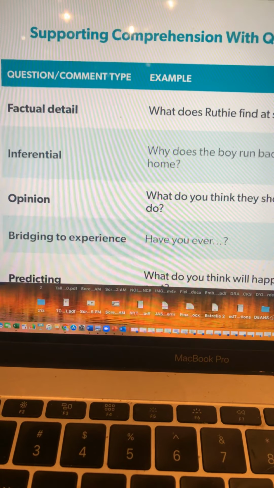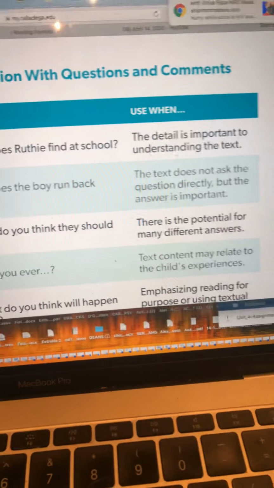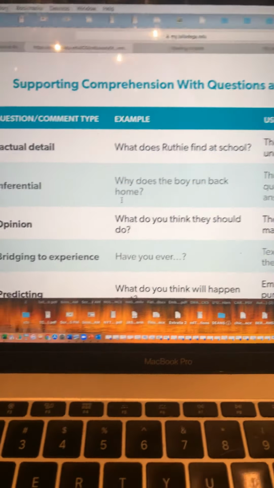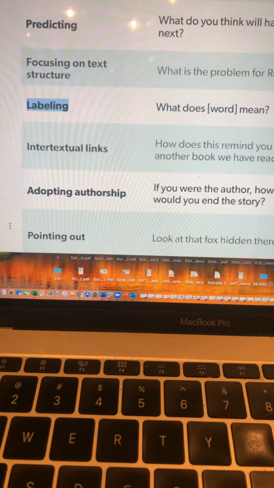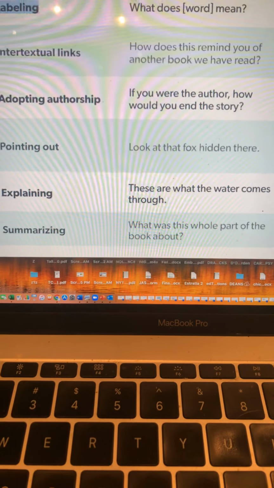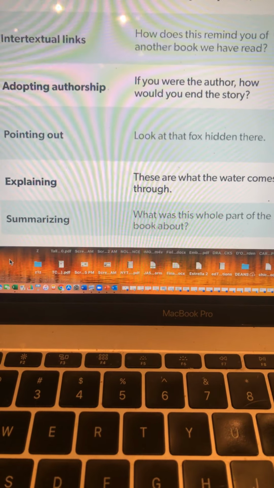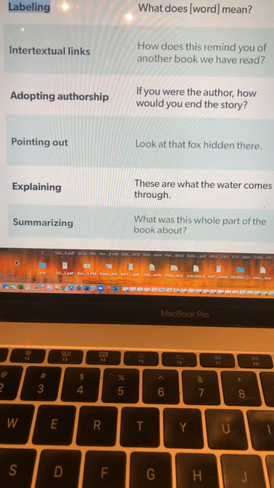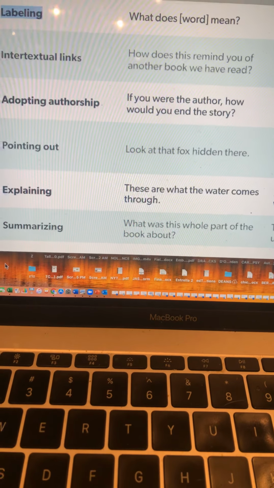Let's go back up here now. We're looking at the question or the comment type, the example, and then over here we have when do we actually use that in our classroom or in our read aloud. So down below labeling, we have intertextual links. And this is a fancy word for connecting text. Does this story that we're reading remind you of another book that we've read? Intertextual means between text or between books.